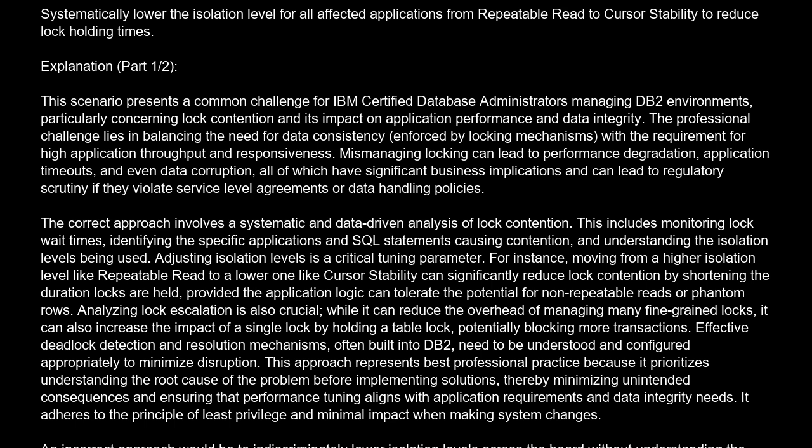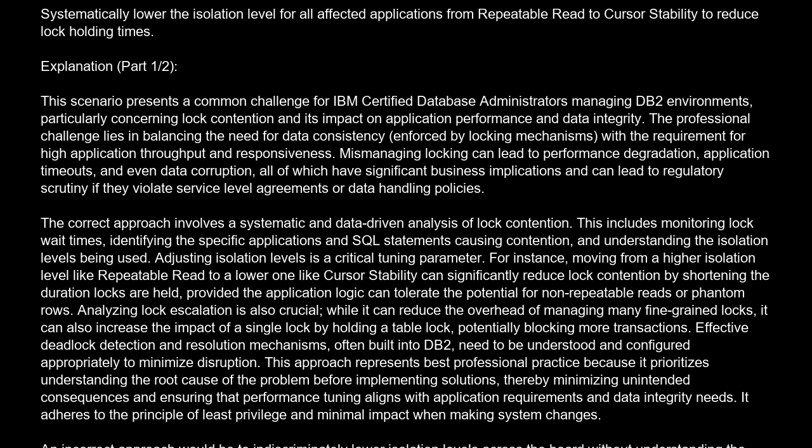While it can reduce the overhead of managing many fine-grained locks, it can also increase the impact of a single lock by holding a table lock, potentially blocking more transactions. Effective deadlock detection and resolution mechanisms, often built into DB2, need to be understood and configured appropriately to minimize disruption. This approach represents best professional practice because it prioritizes understanding the root cause of the problem before implementing solutions, thereby minimizing unintended consequences and ensuring that performance tuning aligns with application requirements and data integrity needs. It adheres to the principle of least privilege and minimal impact when making system changes.